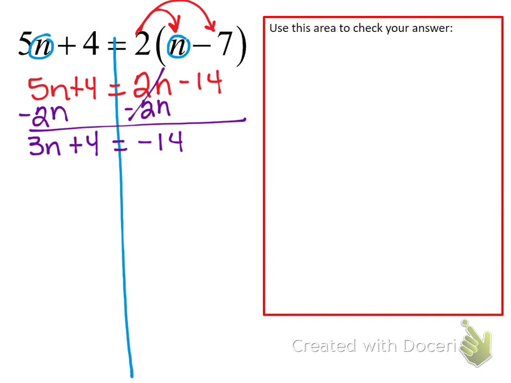The third step, according to my notes, tells me to solve as usual. So that means I ask myself, is there any addition or subtraction that I can undo? Well, of course, right here, this plus 4. I can undo that by doing the inverse operation of plus 4, which is subtracting 4. Again, whatever I do on one side of the line of equality, I must do on the other. That cancels. I bring down my 3n equals -14 minus 4.